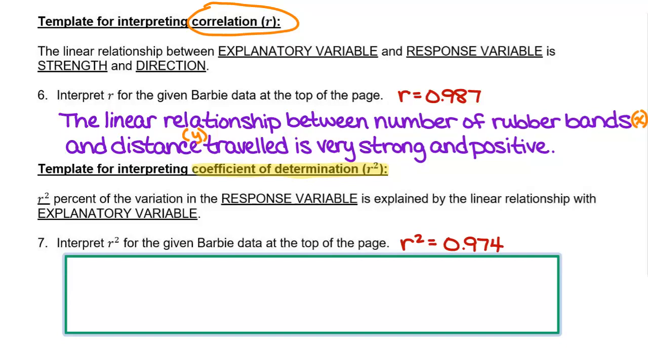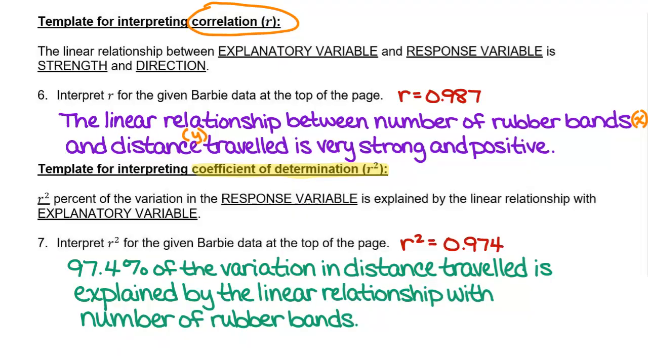What would our sentence sound like? What's it going to start with? 97.4% of the variation of the distance traveled is explained by the linear relationship with the number of rubber bands used. Perfect. That is 100% perfect. 97.4% of the variation in distance traveled is explained by the linear relationship with number of rubber bands.